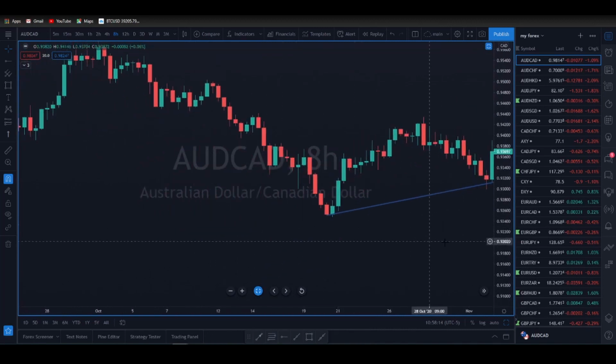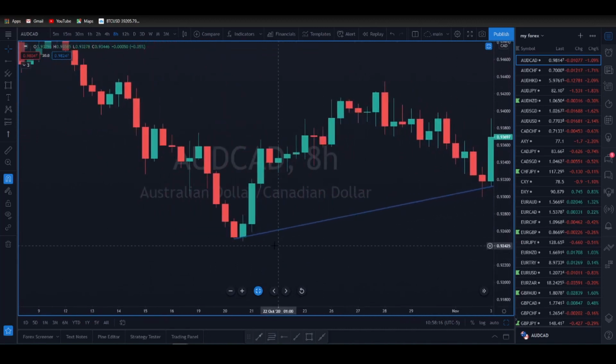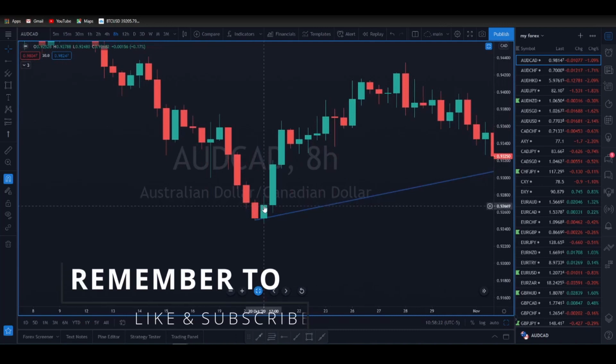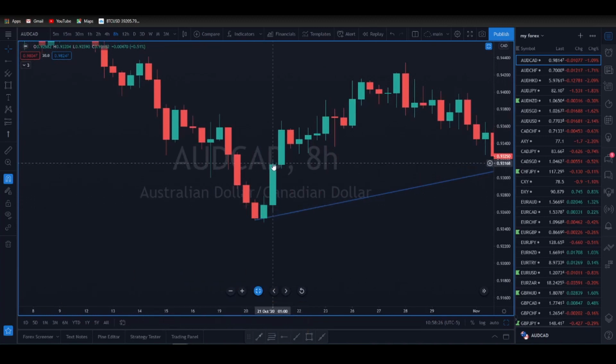Right here is a nice outside candle. It wasn't a beautiful outside candle, as we didn't close above the opening price of this bearish candle. We closed below it, so it's kind of like a fake out. But then you had a big, strong trending candle that took out this candle, and this candle's range. So right there in those 3 candles, you took out all of those candles' range with these 2 candles, basically. That indicates possible trend direction change.